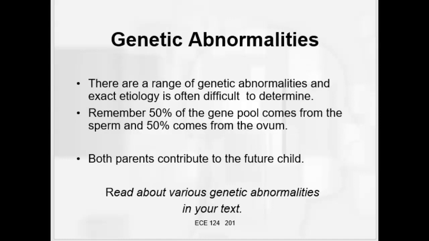There's a huge range of genetic abnormalities that can occur. And there's a nice chart in your textbook that you should read and review so that when somebody mentions a specific genetic abnormality, you have some idea of what that is. But remember that understanding the etiology, meaning why something has happened, often is very difficult. So 50% of the gene pool comes from the mother, 50% comes from the father, and so both parents contribute to the future child.